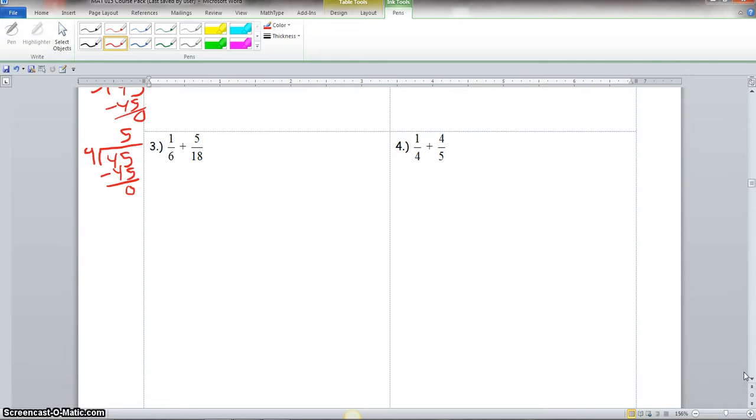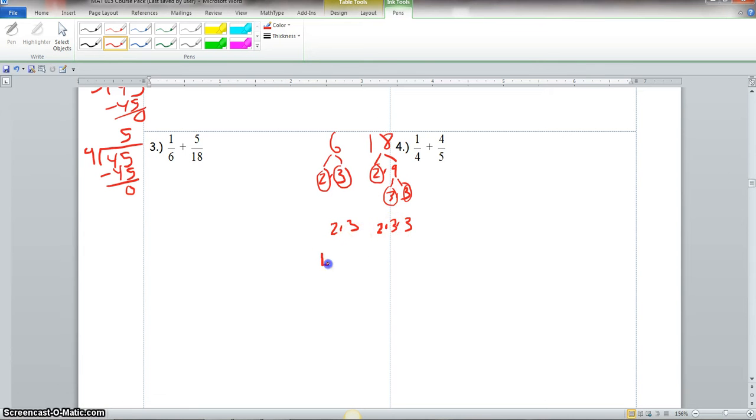Now we go here to number 3. Our denominators are not the same, we have 6 and 18. So we need to find the prime factorization of 6 and the prime factorization of 18. The prime factorization of 6 is 2 and 3. For 18, we'll do 2 times 9, and 9 breaks down to 3 times 3. So the prime factorization of 6 is 2 and 3, and the prime factorization of 18 is 2 times 3 times 3.